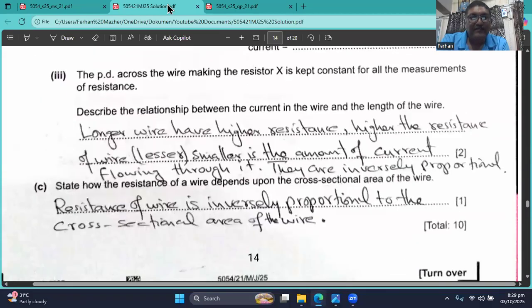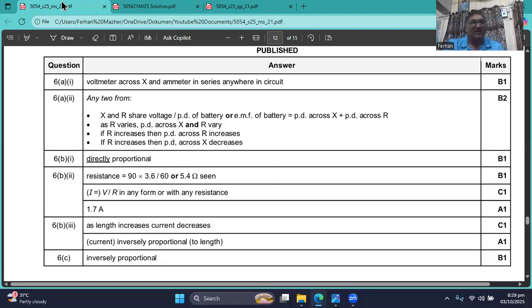relation between them. Longer wires have higher resistance. The higher the resistance of the wire, the smaller the amount of current flowing through it. They are inversely proportional to each other. I hope you understand.